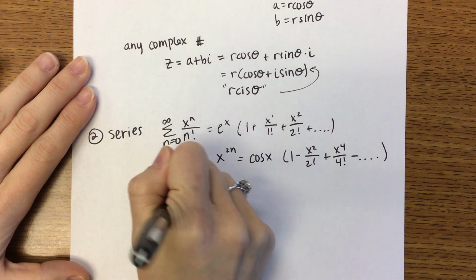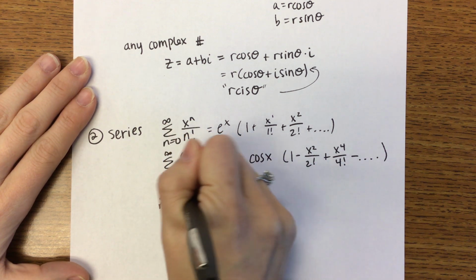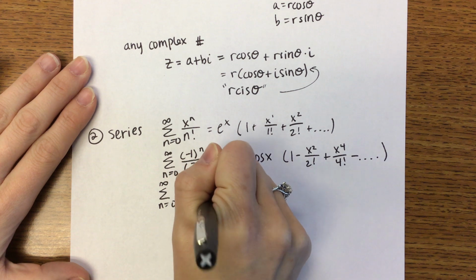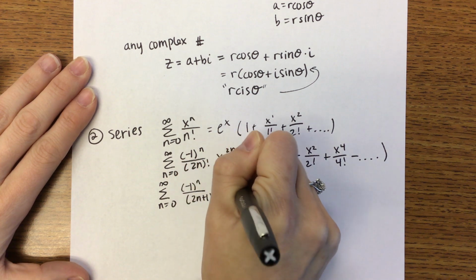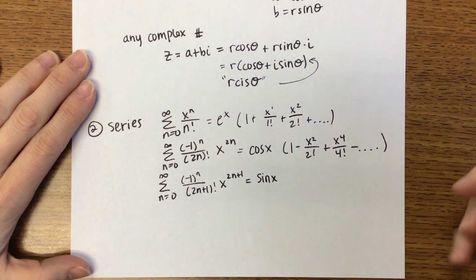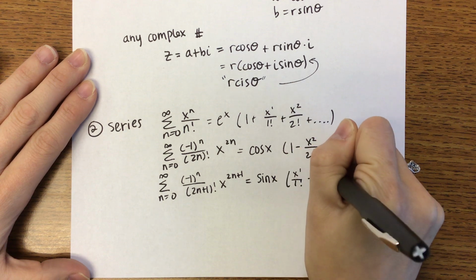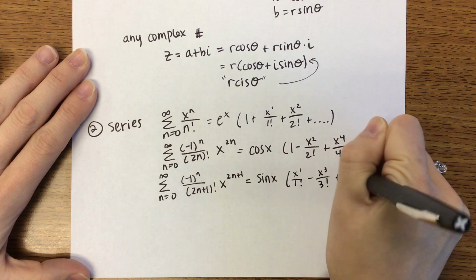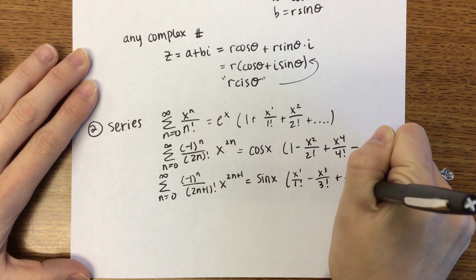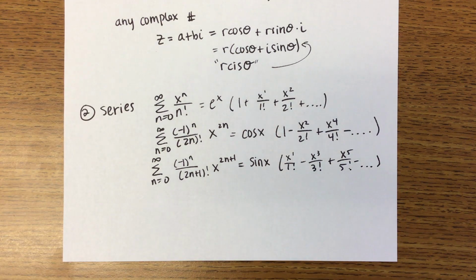And then the last one I want you to remember is the sum from n equals 0 to infinity of negative 1 to the n over 2n plus 1 factorial x to the 2n plus 1. You could probably guess this is the one for sine of x. This gets all the odds. I promise you we are going to do something with this. I'm not just showing it to you for fun.